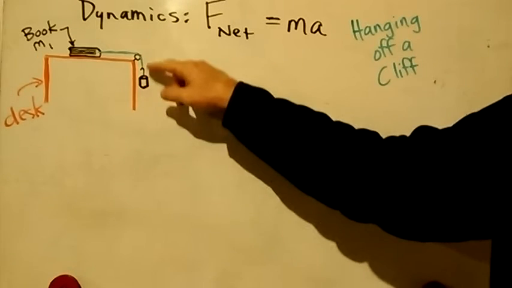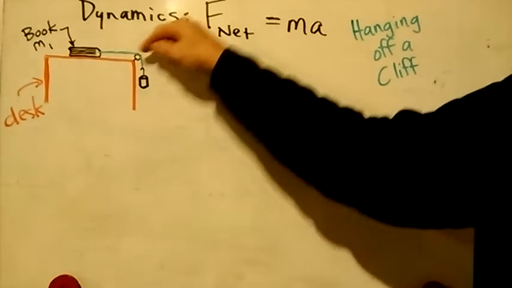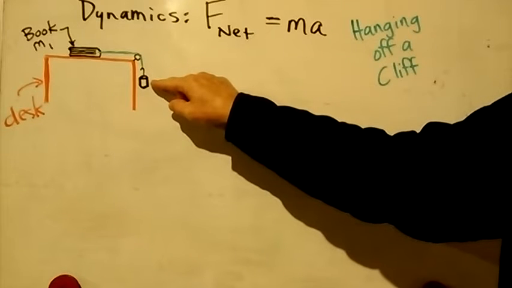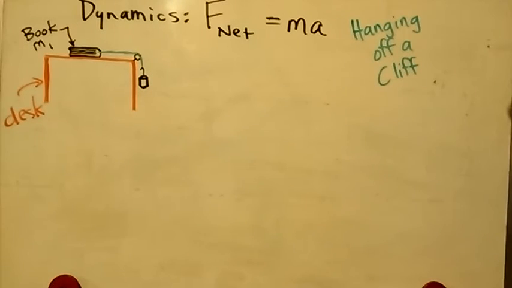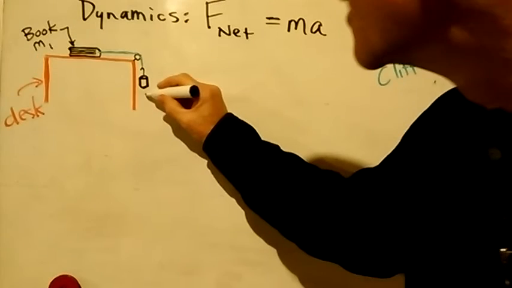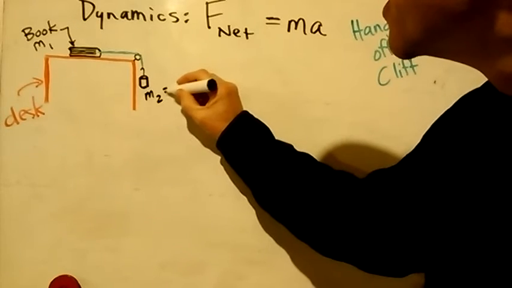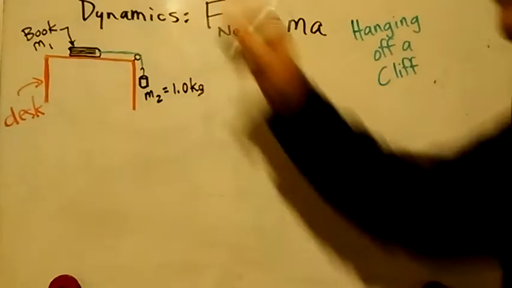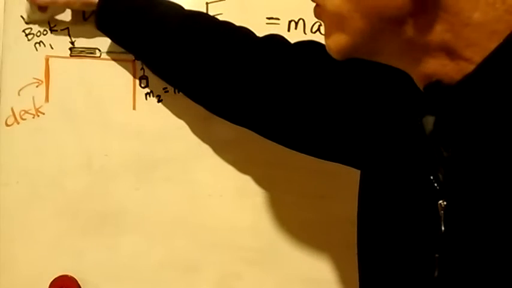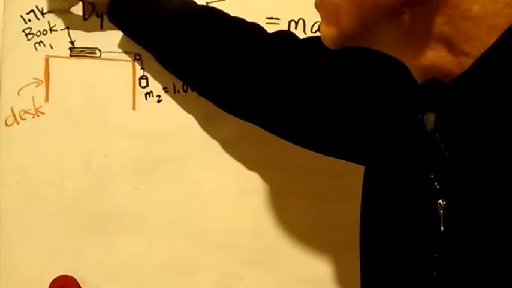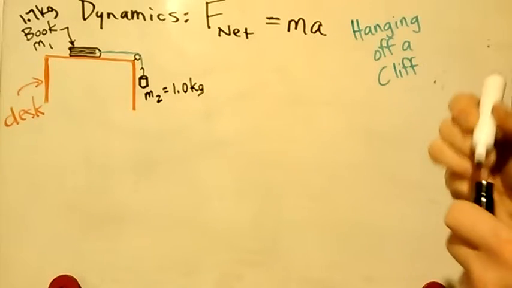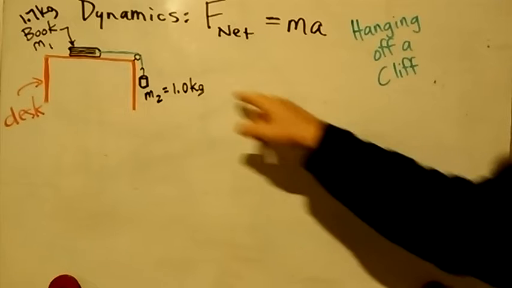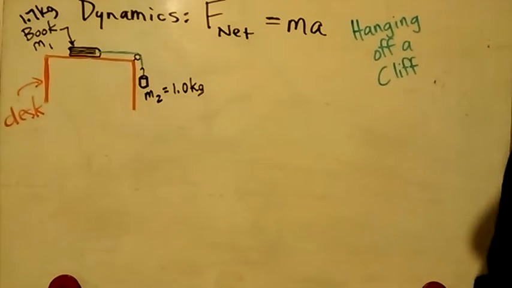In this situation, we've got a book that's sliding across a desk, getting pulled off the cliff by a 1 kilogram mass. This one's M2. So we've got a few masses here. M2 is 1.0 kilograms, and M1 up here is 1.7 kilograms. And we've got some other values we'll put on there, and then we'll find out what the acceleration of the book is.